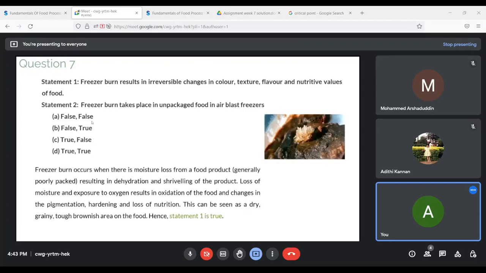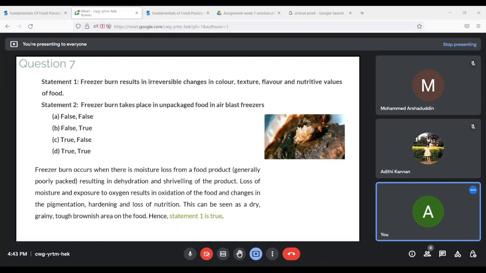What freezer burn is, is that as you keep the food inside the freezer for a very long time, there's moisture loss from the food. So basically, since your water is getting removed because of long time freezing and poorly packed food, that is the main part of it. For a poorly packed food directly exposed to cold air, there's moisture loss, and because of the moisture loss, your food gets dehydrated, and especially the meat starts shriveling up.